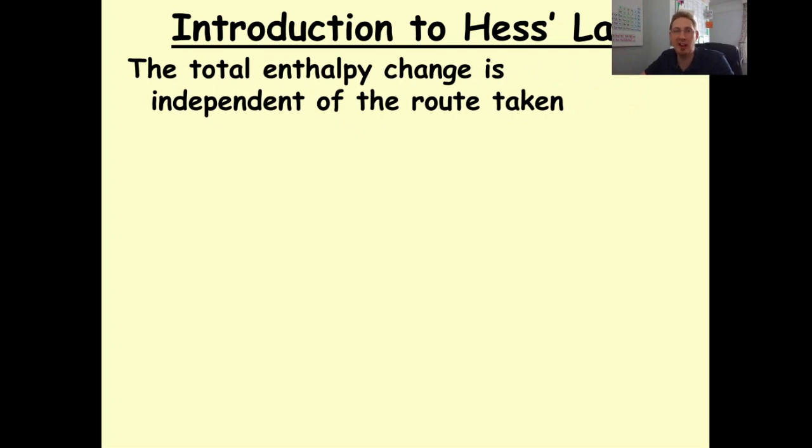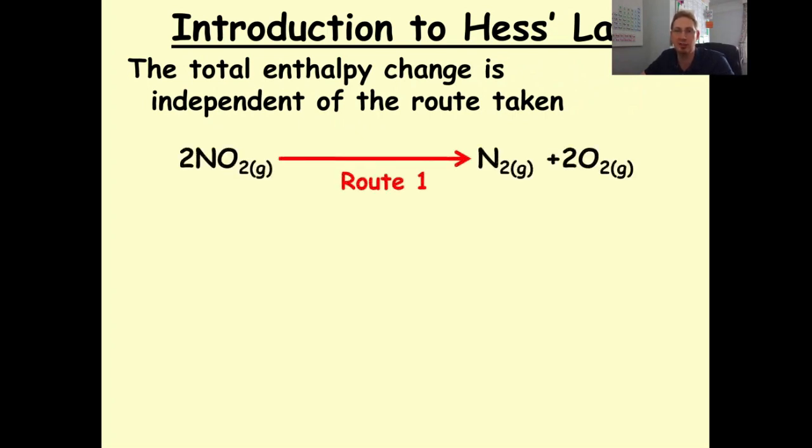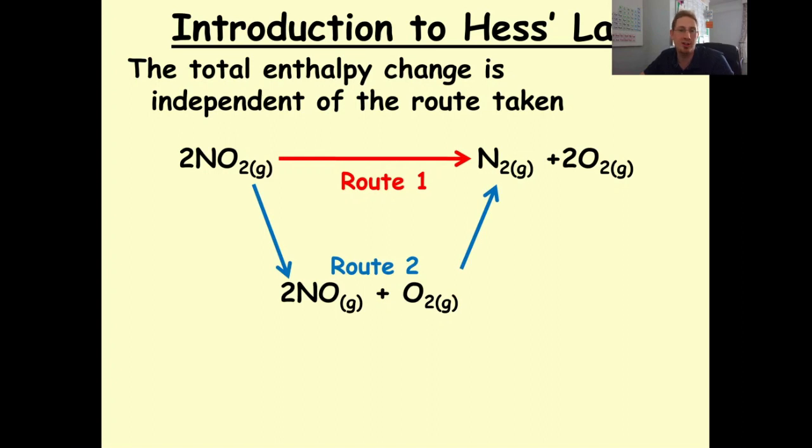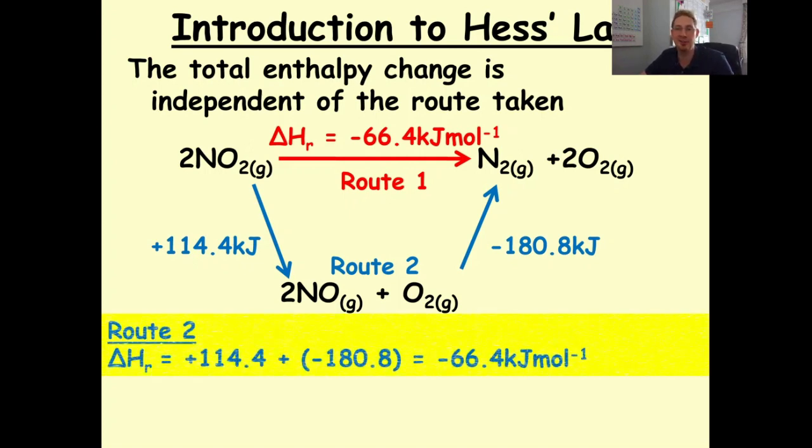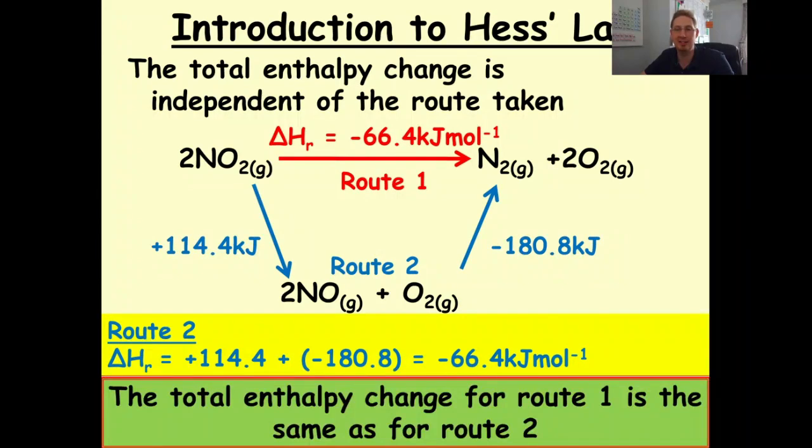Right, Hess's law is very straightforward. It basically says that the total enthalpy change is independent of the route taken. So however you get from nitrogen dioxide to nitrogen and oxygen, the energy change will be the same, whether you go route 1 or route 2. So if going directly is exothermic to the tune of 66.4 kilojoules per mole, then hopefully going from nitrogen dioxide to nitrogen monoxide and then splitting that apart gives you the same energy change, which indeed it does. The total enthalpy change for route 1 is the same as for route 2, and that has to be the case.